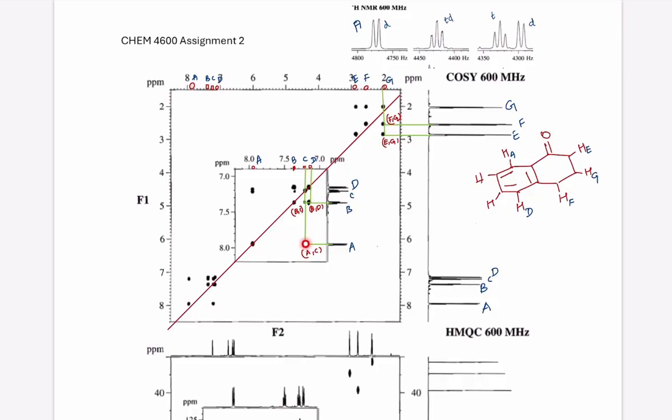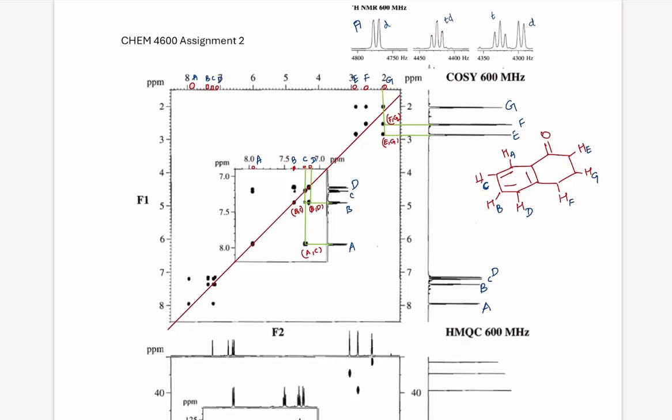So when we look into this, A is correlating with C. I don't see A correlating with D or A correlating with B. So definitely this hydrogen should be C. So let's mark this one now. And then what are the protons that D is correlating with? D is correlating with B. Okay. So therefore this hydrogen should be B.